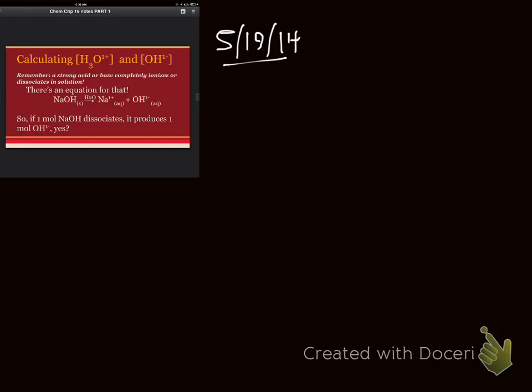Okay, so the first thing that you need to know is that we are only going to do this with strong acids and bases, because we can only talk about things that will completely ionize, that will ionize to the fullest extent that they could possibly ionize. So we're not going to talk about any weak acids or bases because we can't calculate those, because we don't have a way of knowing how many molecules have ionized at any given point.